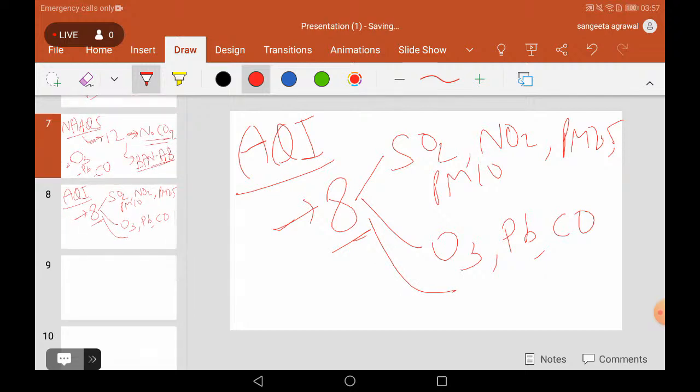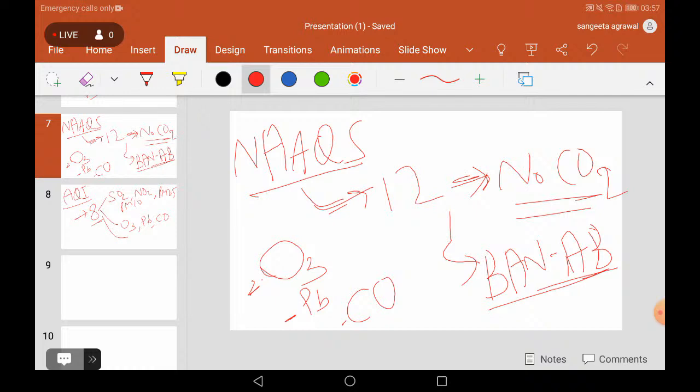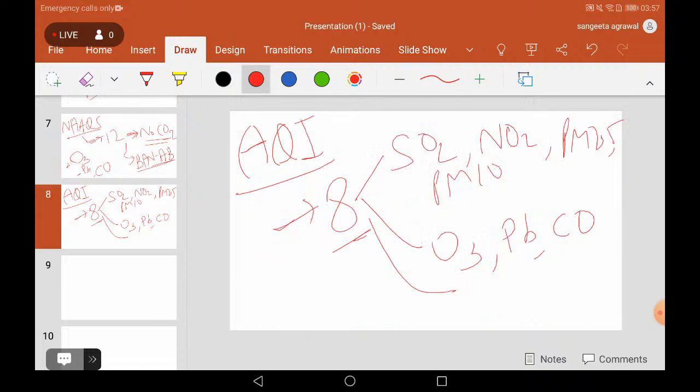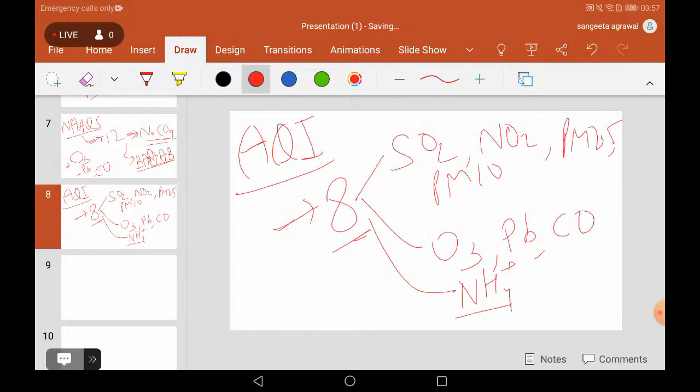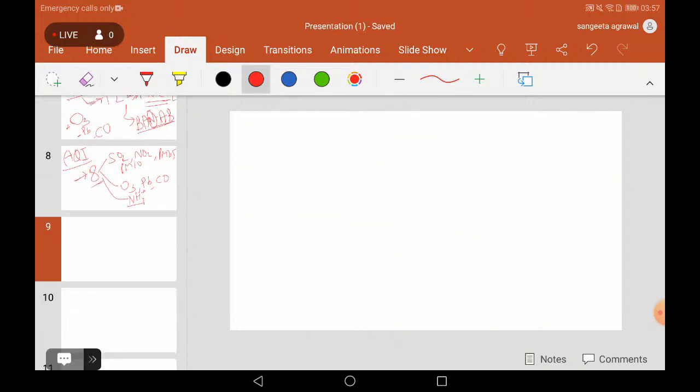Now remember, there we studied BANAB. See this BANAB. So instead of these 5 pollutants, AQI monitors only ammonia. So basically that means this N is common again. So BA and AB, these are only there in the NAAQS, right? Okay, just a passing knowledge. It's not very high yield though.